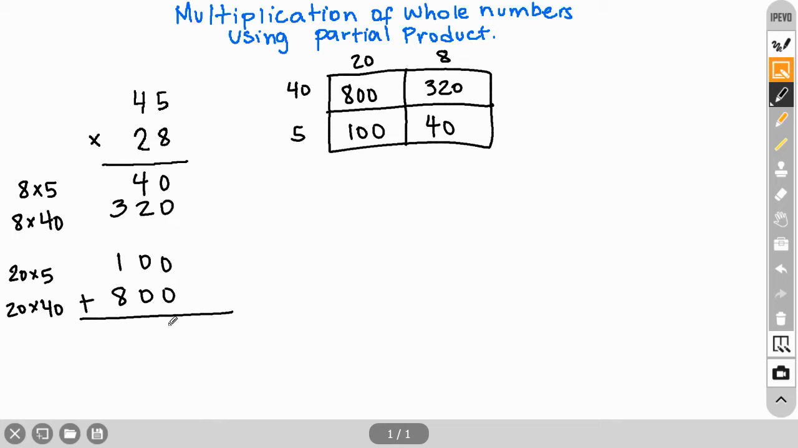So 0, 0, 0, 0. 4, 2 is 6. 3 plus 1 is 4. 4 plus 8 equals 12. 1,260. If I had added these 4 numbers, I would obviously get the same answer.